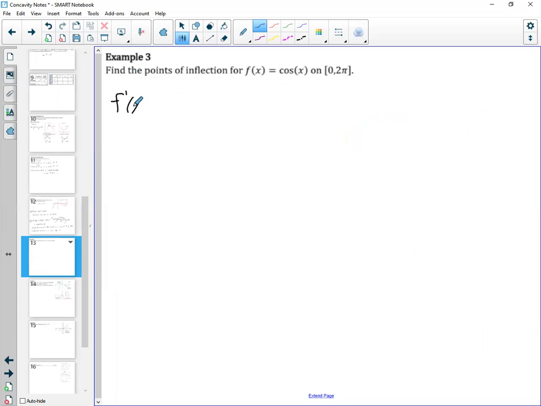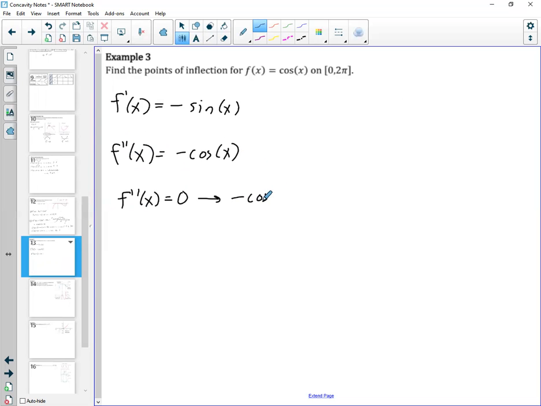So f prime of x is going to be negative sine x, and f double prime of x is going to be negative cosine x. I know that cosine is defined for all values of x, so I don't have to worry about any place where it's undefined. Between 0 and 2 pi, the cosine is 0 at pi over 2 and 3 pi over 2. So f double prime of x equals 0 means that negative cosine of x equals 0, which means that x is either pi over 2 or 3 pi over 2.